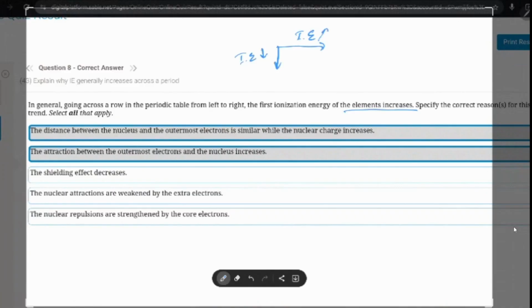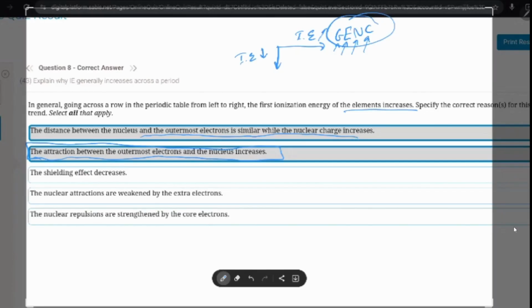Why does it increase? What was the name of the person I told you to remember? It stands for greater effect of nuclear charge. So the attraction between the electrons and the nucleus increases. That is the first reason. What's the second reason? The distance between the nucleus and the outermost electrons is similar while the nuclear charge increases.